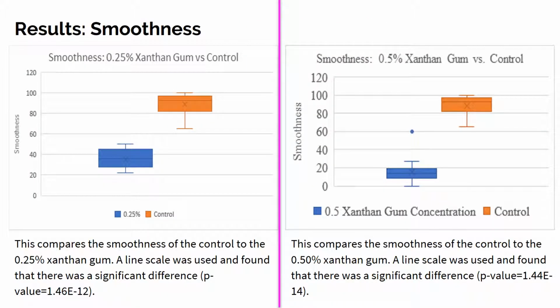These are the results comparing the smoothness of the two experimental dressings to the control. As shown on the left, the 0.25% xanthan gum dressing was ranked as being less smooth compared to the control, and this was a significant result. The chart on the right shows the smoothness of the 0.5% xanthan gum, which was also ranked as less smooth compared to the control and was also found to be significant. The data was analyzed using a paired t-test in order to obtain these results.